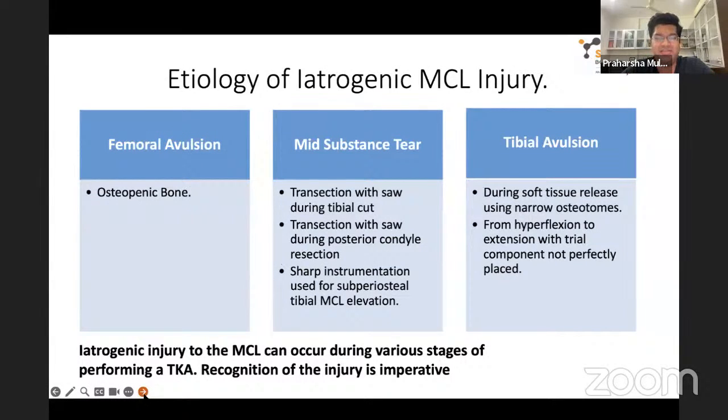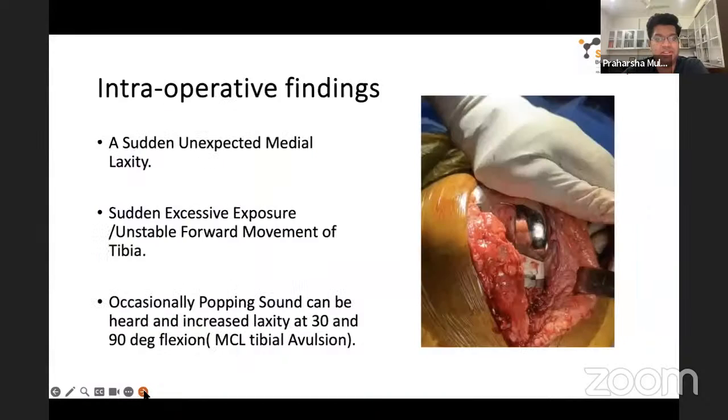Tibial avulsions are relatively rare, and this usually happens during soft tissue release when you keep going further down from the joint line and it risks detaching it from its insertion, right? And so this can occur during various stages, so you have to pay attention to the medial side throughout.